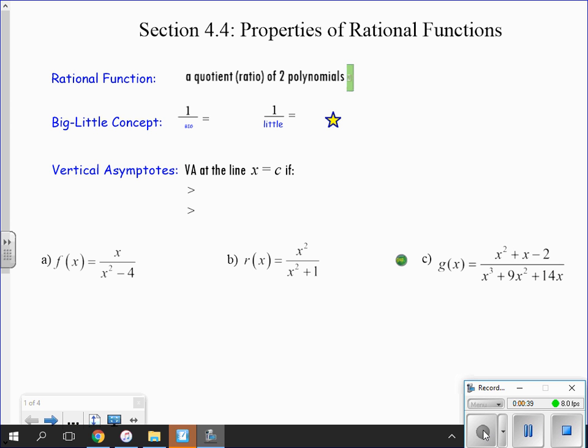But then they have to be considered together. The big concept deals with this: if I have a fraction, 1 over a big number, as the denominator gets bigger, the whole thing gets smaller. 1 over a very large number is a very small number. 1 over a very little number is a very big number.